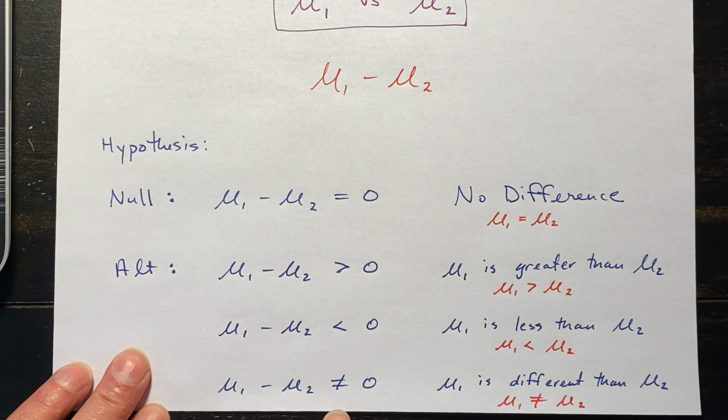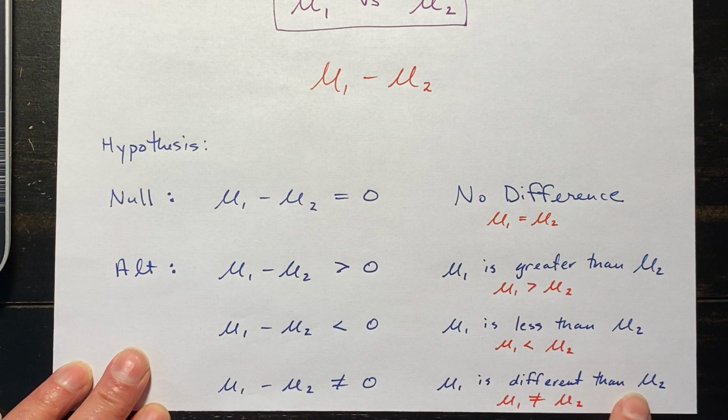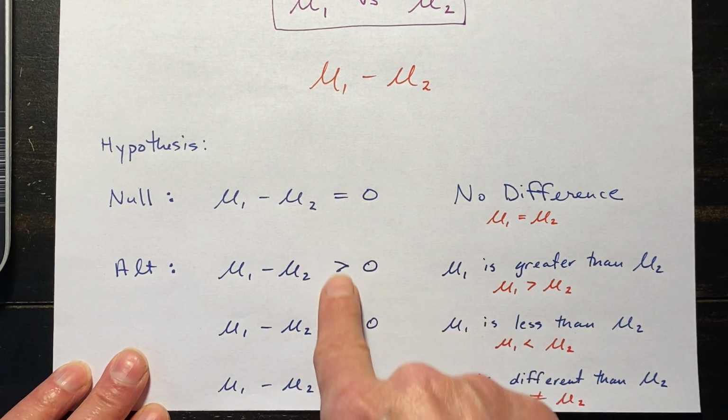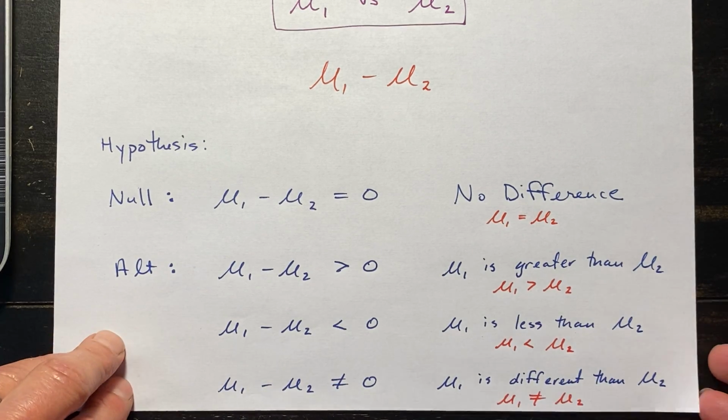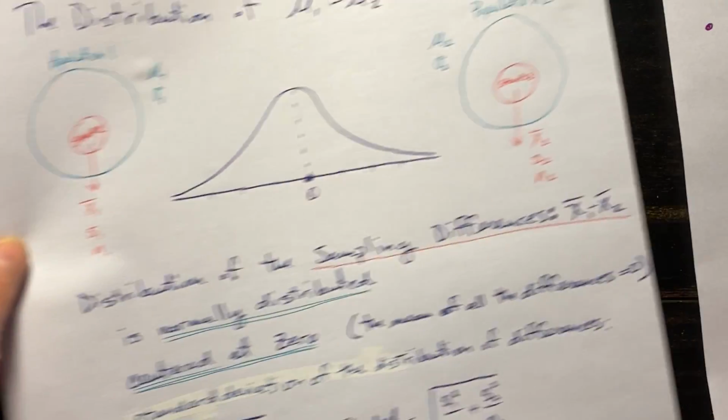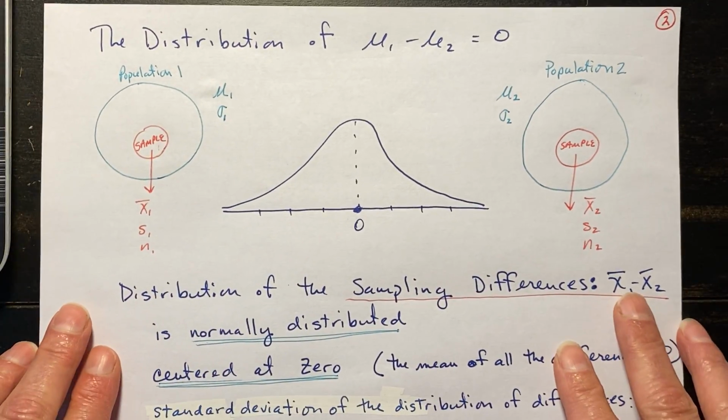Or we can simply say that they're not equal. The difference is going to be different from 0, or they're simply just different. We're not claiming one is bigger than the other. So just remember, now we're looking at the difference between the two means, and the distribution of these differences.